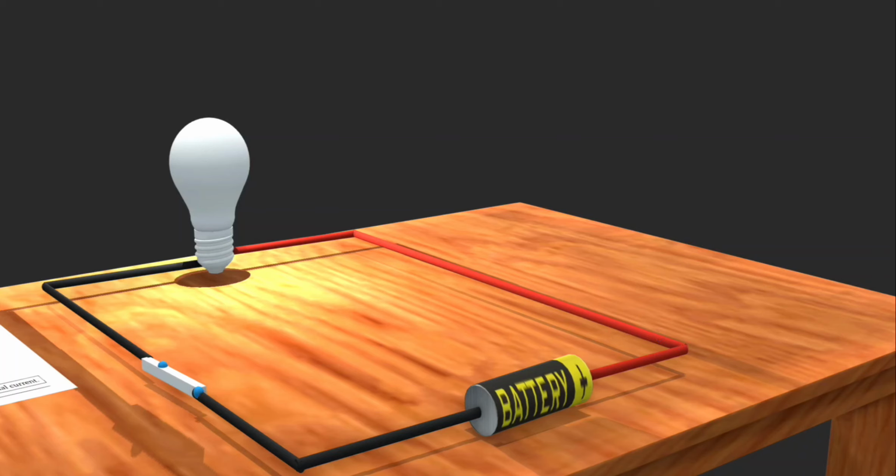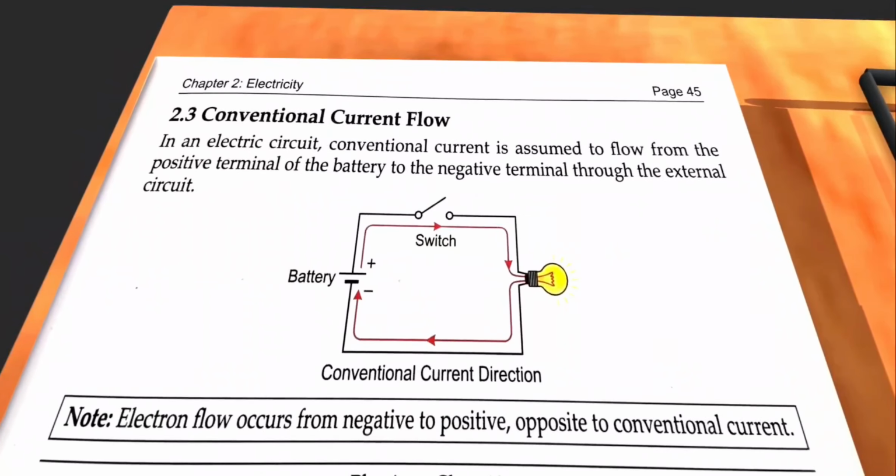The movement of electrons is called electric current. In reality, electrons move from negative to positive. But in textbooks, conventional current is shown from positive to negative. That's just a historical convention.